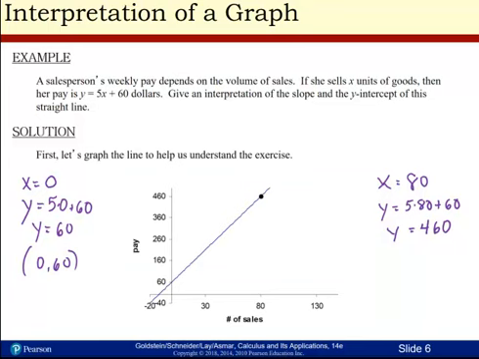So in graphing this, I see that I have my point (0, 60), and then I also have my point (80, 460). And what this really means, since the slope is 5, so let's write that down, the slope is 5, then we have m equals 5 and b equals 60. So that means that for each sale, each item of goods or whatever it is, she gets $5. And no matter what, her base pay is going to be 60.